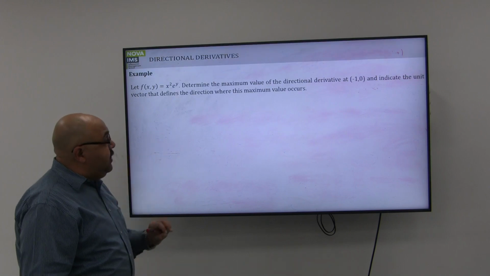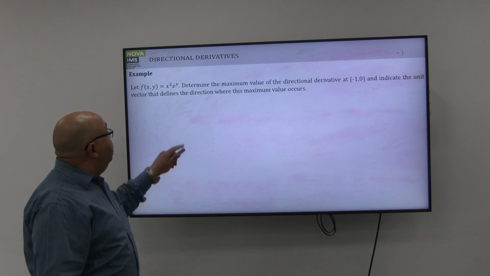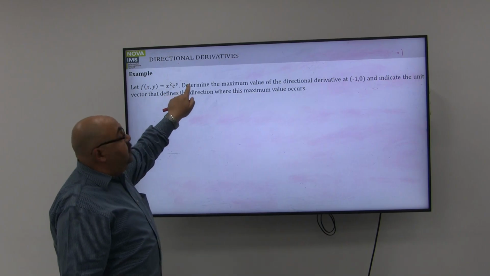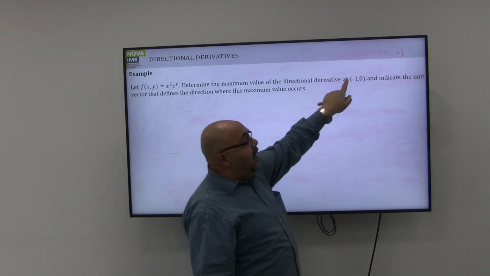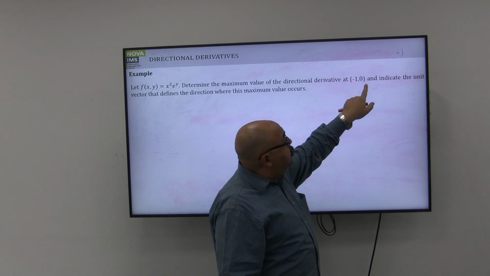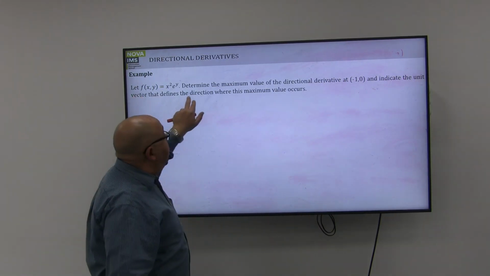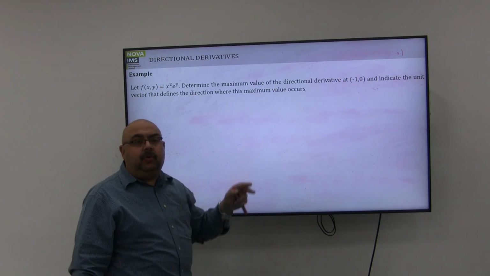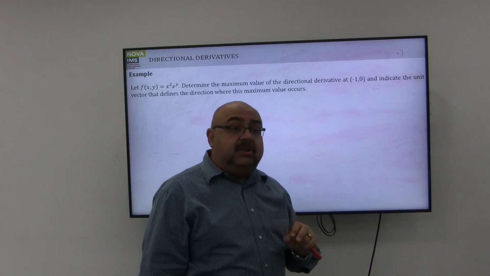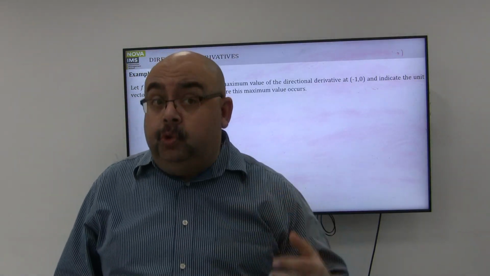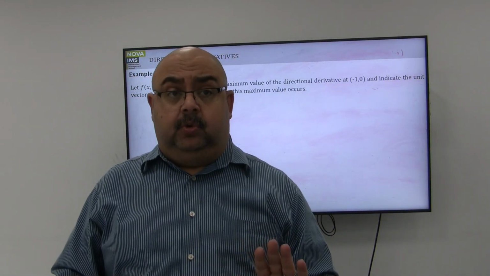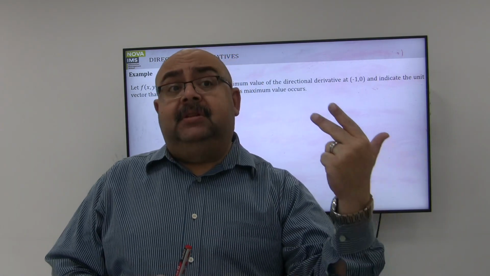Okay, this is another problem in which he's giving you x to the power of 2 times e to the power y, and he wants you to determine the maximum value of the directional derivative at the point. He also wants you to indicate the unit vector that defines the direction where this maximum value occurs. As I told you, you may be subject to some of these questions in your next midterm. This is a really very good question: it's simple, accessible, and shows that you understand exactly what you are doing.